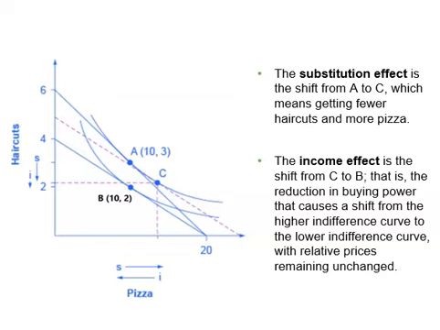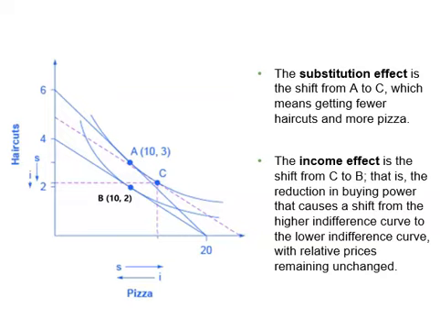Now put the substitution and income effects together. When the price of haircuts increases, Ogden consumes less of it for two reasons shown in the exhibit. The substitution effect of the higher price led him to consume less, and the income effect of the higher price also led him to consume less. The size of these income and substitution effects will differ from person to person depending on individual preferences.